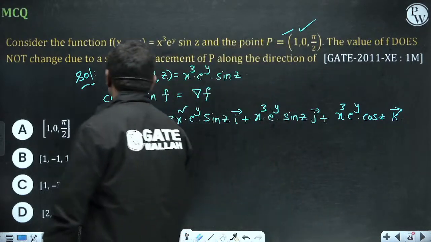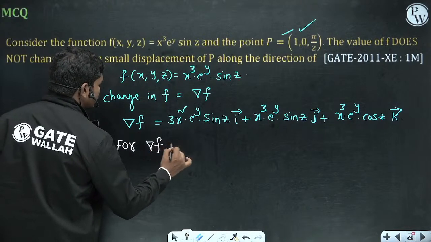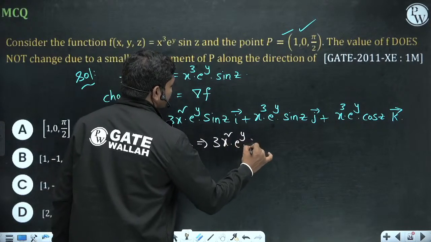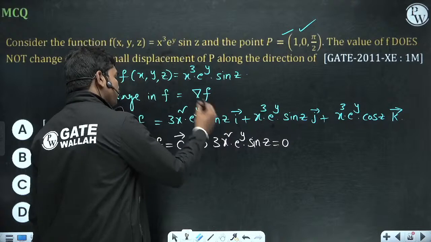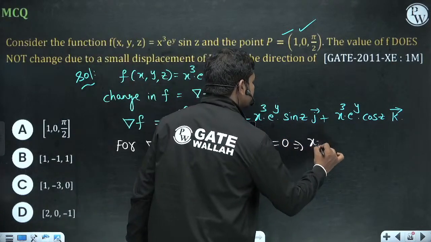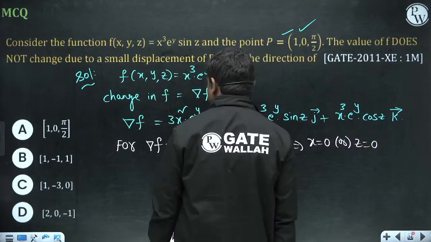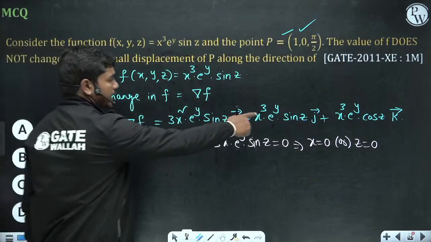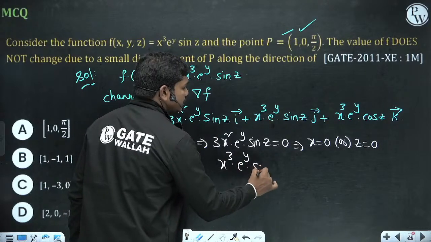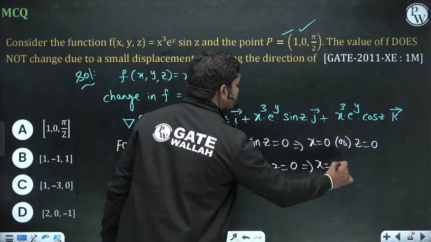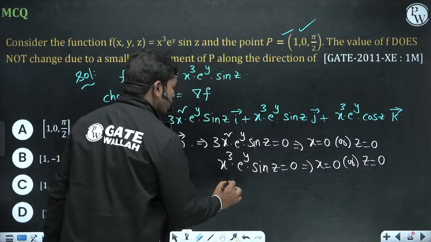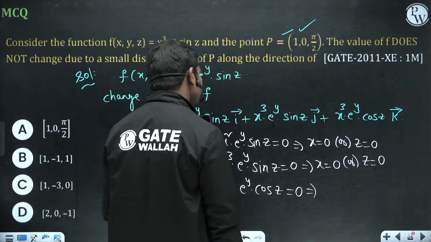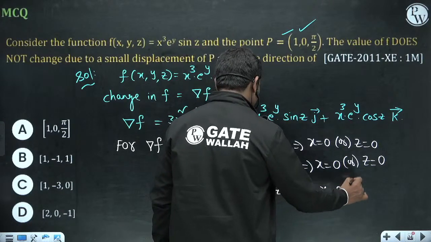Now for del f equal to 0, the first term 3x square e power y into sin z is equal to 0. One thing is very clear: for some finite value of y, e power y is not 0, so x has to be 0, or z has to be 0 or pi. Since 0 or pi is not given, let us take 0. The second term, x cube e power y into sin z equal to 0, again gives the same combination: x equal to 0 or z equal to 0. Finally, the last term, x cube into e power y into cos z equal to 0, gives x equal to 0 or z equal to pi by 2.